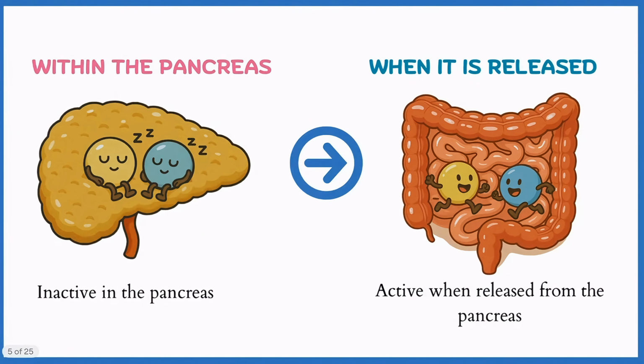Now, it's important to know this and also to note that inside of the pancreas, these enzymes are not active. They are asleep. But when they are released into the body or into the digestive system, then it becomes activated. So inside the pancreas, they're all chilling, they're all asleep. When they are released, then they become activated.